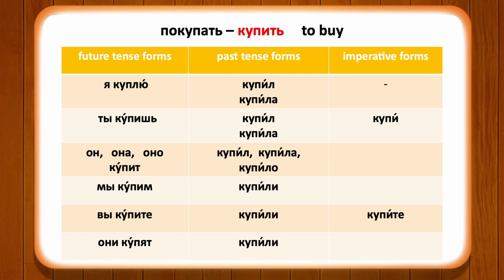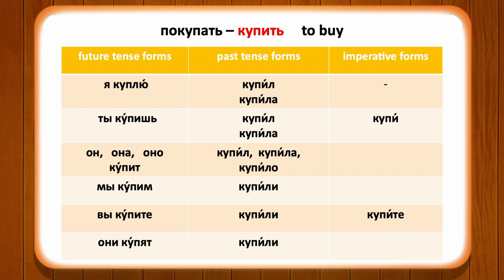Купить. Я куплю. Ты купишь. Он купит, мы купим, вы купите, они купят. I'll repeat. Я куплю, ты купишь, он купит, мы купим, вы купите, они купят.